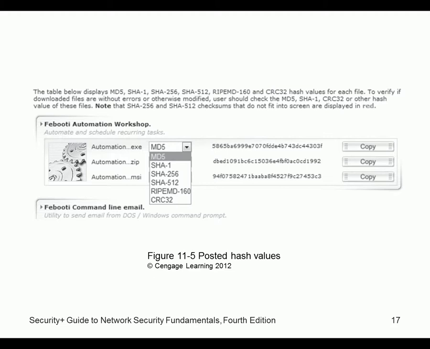Okay, one program you can use is MD5 Summer. That'll do it. Oh, here we go. We're going to download Fuboti Automation Workshop. Okay, and it tells us the hash. So they're actually using this to generate hashes. MD5 Summer is what I like better, but this shows you the different hashes for the different algorithms here.